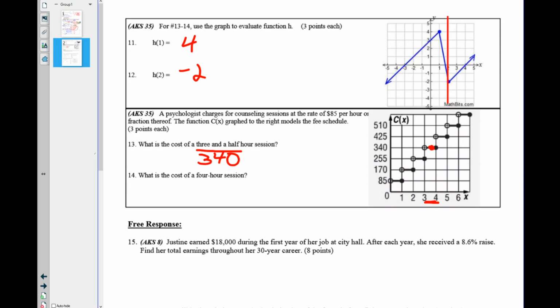Now the guessers out there might say, well, there's no way they'd put the same answer twice. Why would we do that? No, that can't be right.